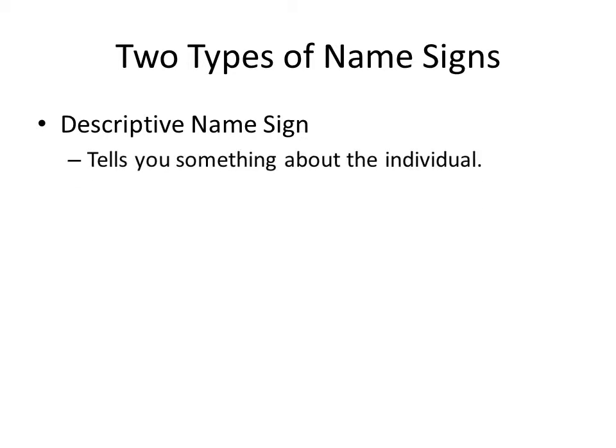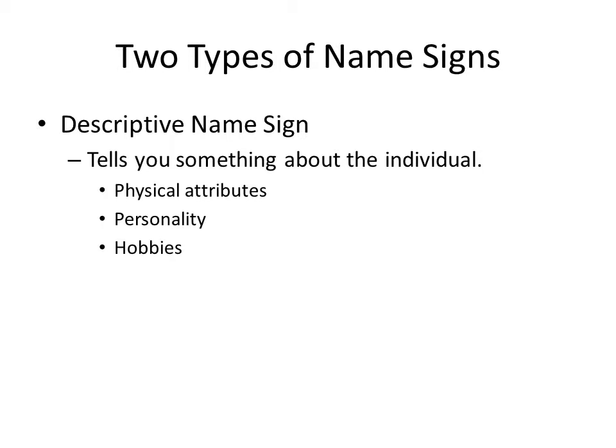There are two basic types of name signs: those that are descriptive and those that use a handshape from the signed alphabet. Let's talk about descriptive name signs first. Descriptive name signs tell you something about a person, and they can be based on something about the person's physical attributes, their personality, their hobbies, or even past experiences. So a tall, small, or thin person might have a name sign with that characteristic.